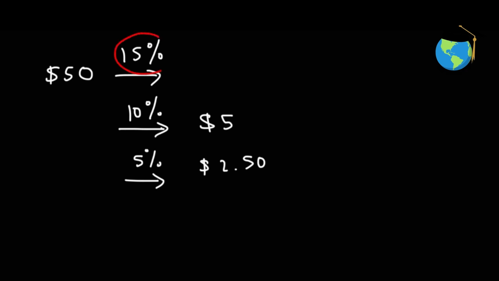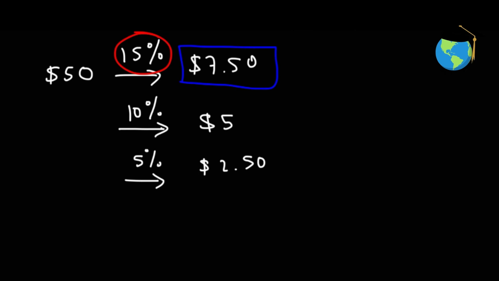So 15% is going to be the sum of 10% and 5%. 10% plus 5% is 15%. Thus 15% will be the sum of these two numbers. 5 plus 2.50 is $7.50. So that's how you can mentally do a simple percentage problem in your head.